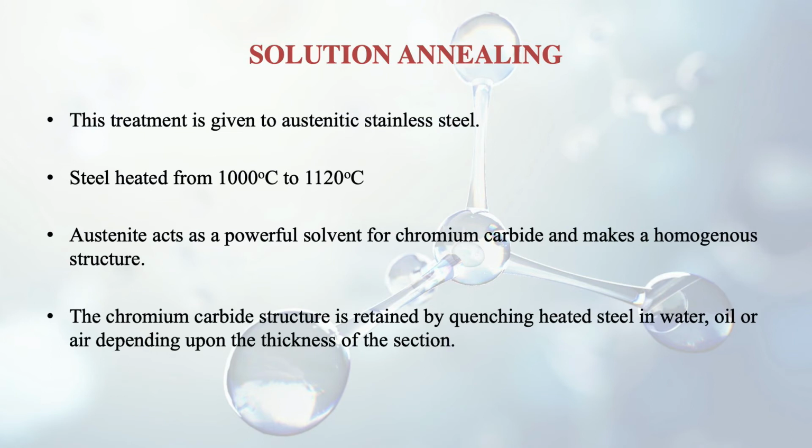Earlier also we read that chromium carbide is not a very good thing, it leads to embrittlement. So again here the austenite is a very good solvent for chromium carbide, that's why we are using this solution annealing process. The chromium carbide structure is retained by quenching heated steel in water, oil or air depending upon the thickness of the section. And in some cases this is also retained if we want hardness up to a certain level, we want its retention. So for that matter this process is given.